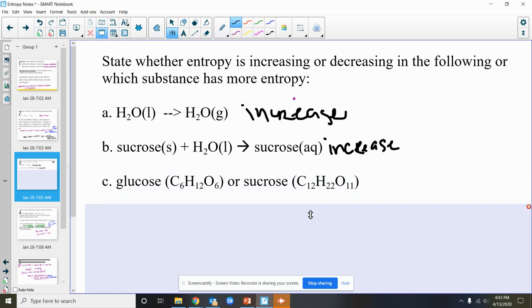Okay, here I have glucose versus sucrose. So both are formed of carbon, hydrogen, and oxygen.